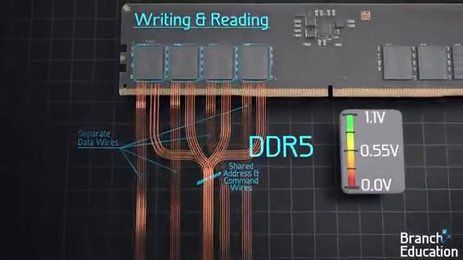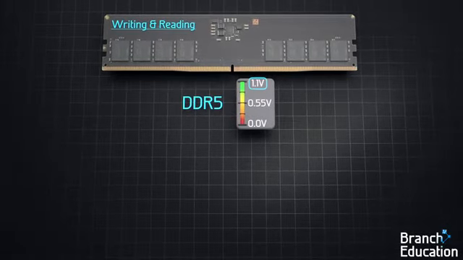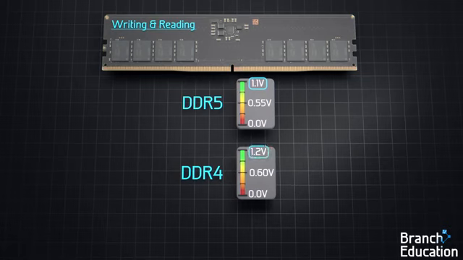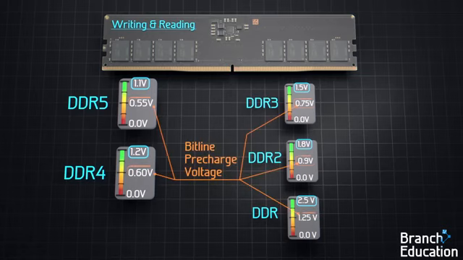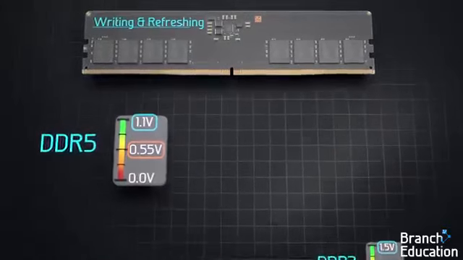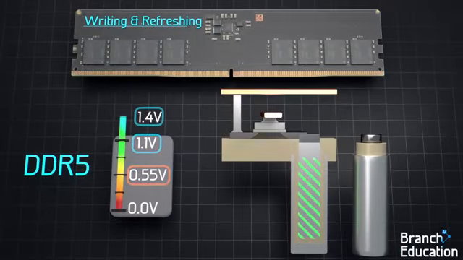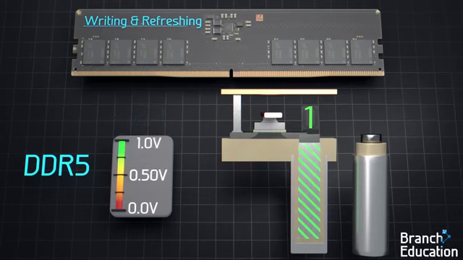Second, with DDR5 for a binary 1, the voltage is actually 1.1 volts. For DDR4, it's 1.2 volts. And prior generations had even higher voltages, with the bit line pre-charge voltages being half of these voltages. However, for DDR5, when writing or refreshing a higher voltage, around 1.4 volts is applied and stored in each capacitor for a binary 1 because charge leaks out over time. However, for simplicity, we're going to stick with 1 and 0.